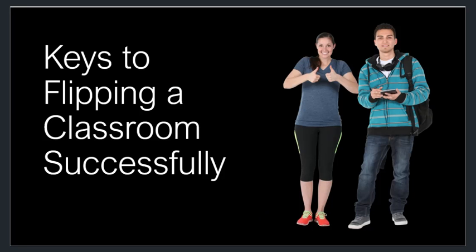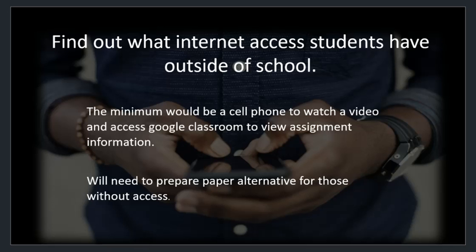Keys to flipping a classroom successfully. First, find out what internet access students have outside of school. Most students have a cell phone that they can use to download a YouTube video created by their teacher or to access Google Classroom. All paper assignments and materials would need to be provided by the teacher, as most homes do not have a printer.